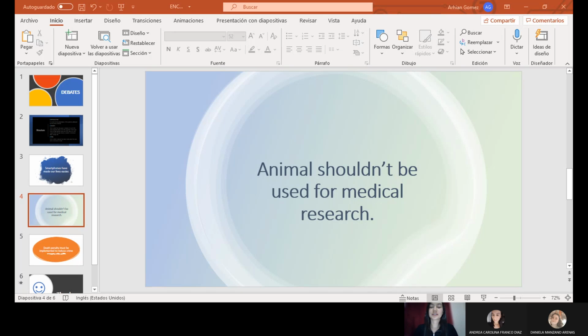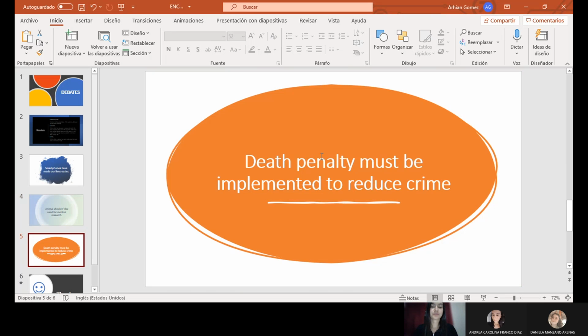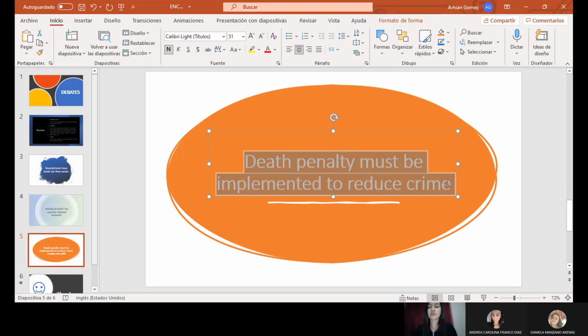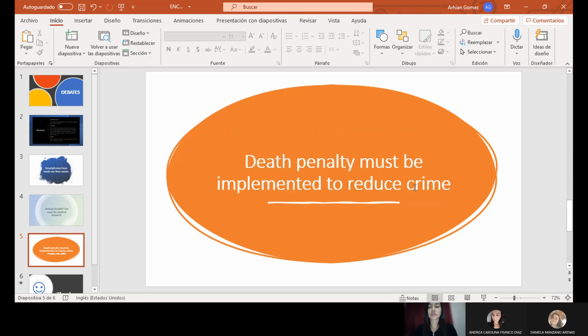So the next topic. Death penalty must be implemented to reduce crime.